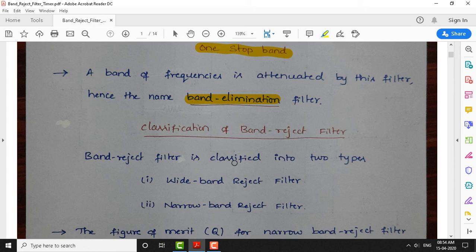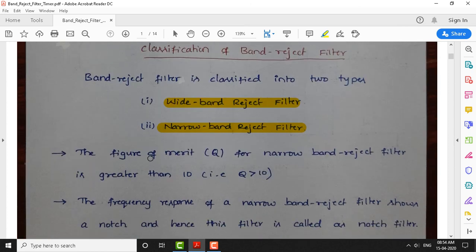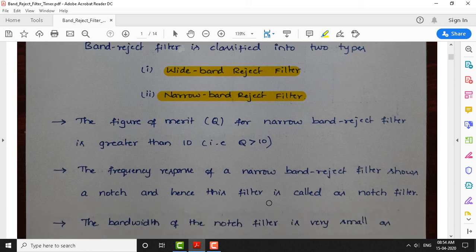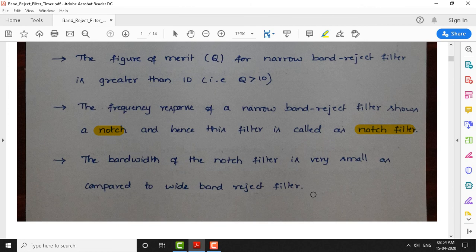Band reject filter can be classified into two types, namely wide band reject filter and narrow band reject filter. The figure of merit Q for narrow band reject filter is greater than 10, while for the wide band reject filter, Q will be less than 10. The frequency response of narrow band reject filter shows a notch or a spike, hence the filter is called a notch filter. The bandwidth of the notch filter is very small compared to the wide band reject filter.